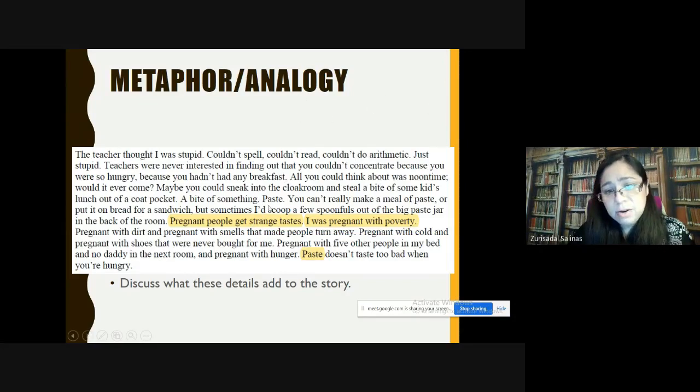Paste, if you're not familiar, it's glue. And some glue has gluten in it. It has flour. So he would eat glue for lunch. That's what he's doing. And he puts it in a one sentence to draw attention. Hey, a bite of something, paste. This is what I had for breakfast. This is what I had for lunch, glue. All right. Now I want to bring my attention to "I was pregnant with poverty."